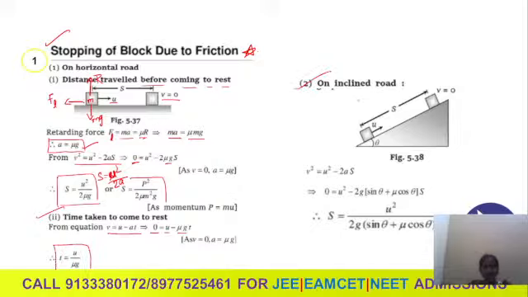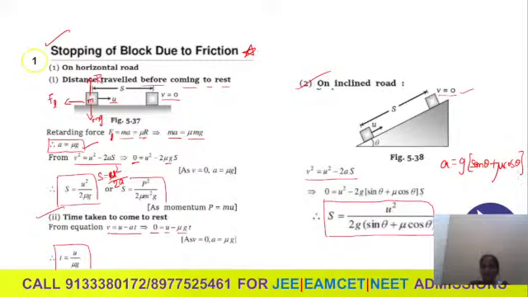If the object is on an inclined road, it is moving with initial velocity up the inclined surface and its final velocity becomes 0. This much distance is travelled on the inclined surface. Using the kinematic equation v square equal to u square minus 2as, the distance travelled by the object up the inclined surface before coming to rest is found by substituting the value of a. Up the inclined surface, the deceleration is a equal to g into sin theta plus mu cos theta.